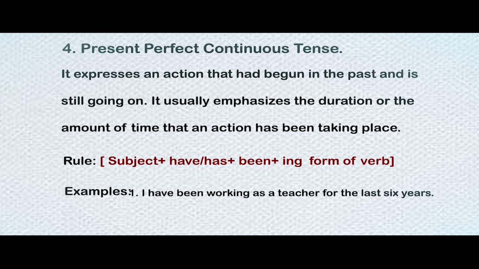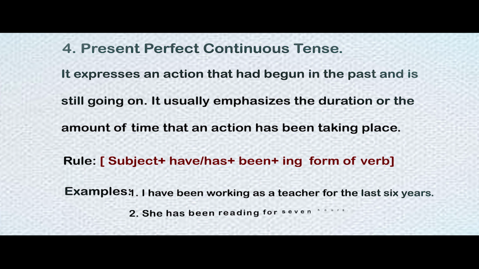"I have been working as a teacher for the last 6 years." This is an example of present perfect continuous tense because we have here the rule: subject, that is I, plus have, plus been, plus the ing form of the verb, working. So "I have been working as a teacher for the last 6 years" is an example of present perfect continuous tense.